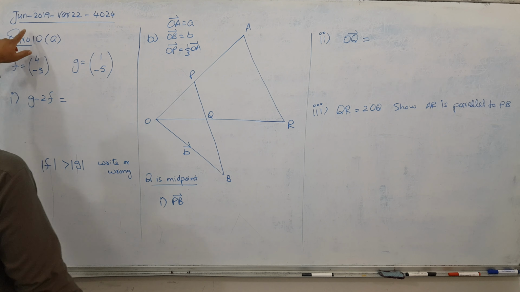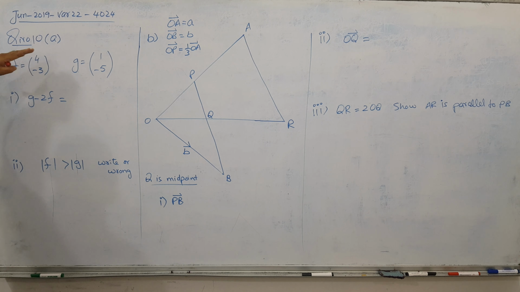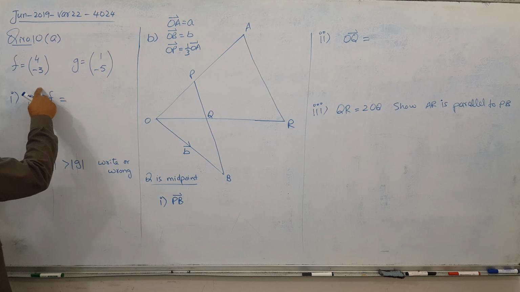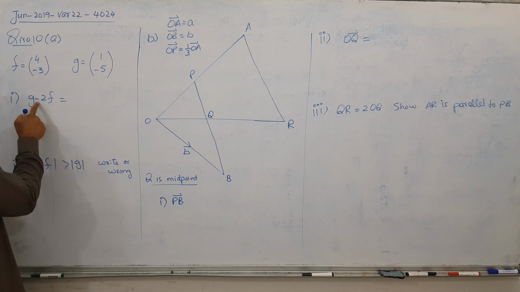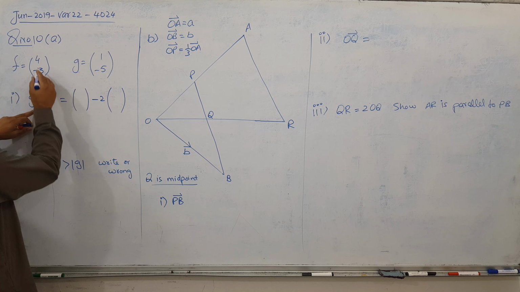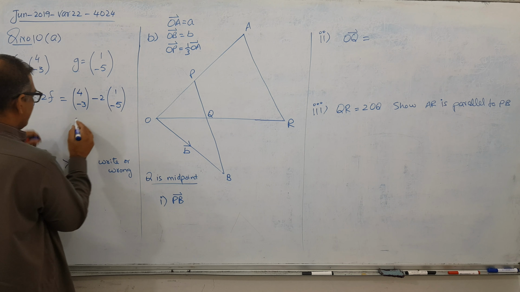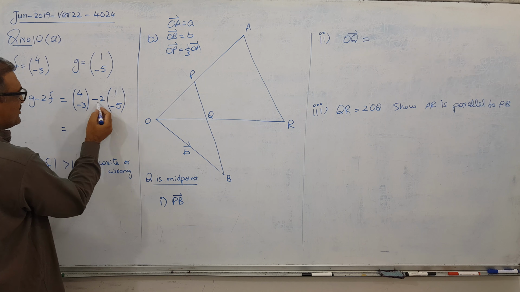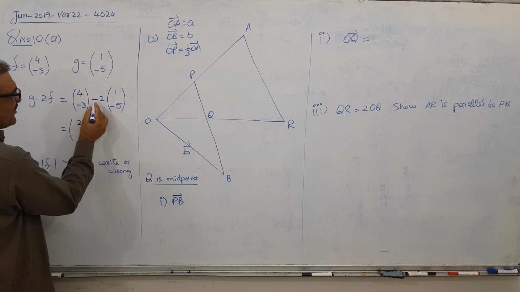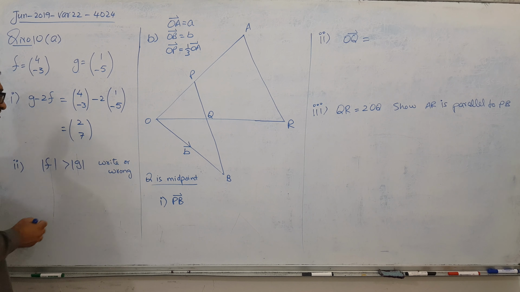Okay, this is our question, June 19, variant 22, 4024 GCE, D syllabus, question number 10. F is given here as a column vector because it has one column. So G minus 2F, so G minus 2 times 2F. G is 4, minus 3 and 1, minus 5. Remaining, this into this, we got 4, so 4 minus 2, we got 2. And minus minus plus 10, and I got a 7. This is a direct answer.